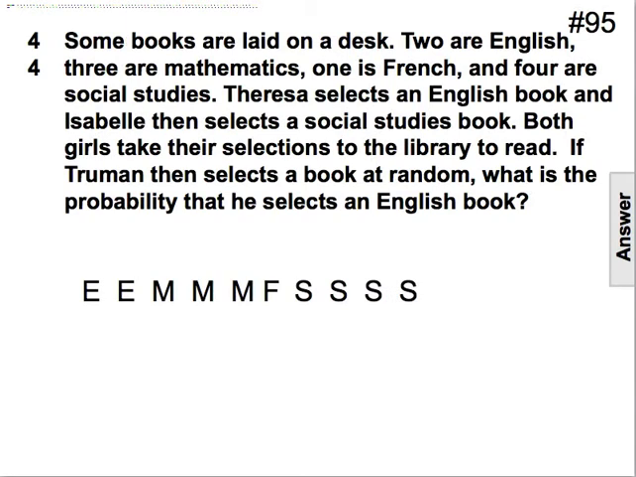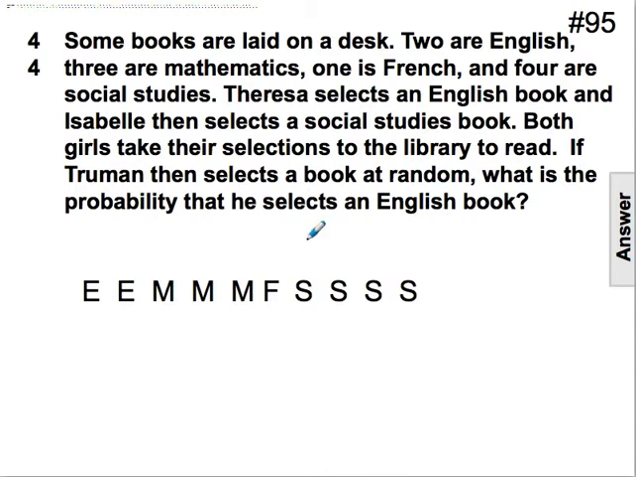Let's take a look at this problem on slide 95. We have books laid on a desk, and I've written them out here for you. 2 are English, 3 are math, 1 is French, and 4 are social studies. Teresa selects an English book, and Isabel selects a social studies book, and they go off. If Truman then selects a book at random, what is the probability that he selects an English book?